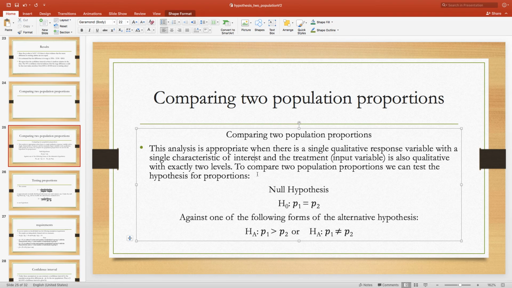Now, when you're conducting tests of hypotheses for population proportions, the null hypothesis is always a statement of equality, just like before, and it says that the two population proportions are equal. And the alternative has one of the following forms. The one form is that one population proportion is greater than the other for the alternative, a statement of inequality. Or you could have that the alternative hypothesis is that the two are not equal and we don't know which one is greater. Okay.